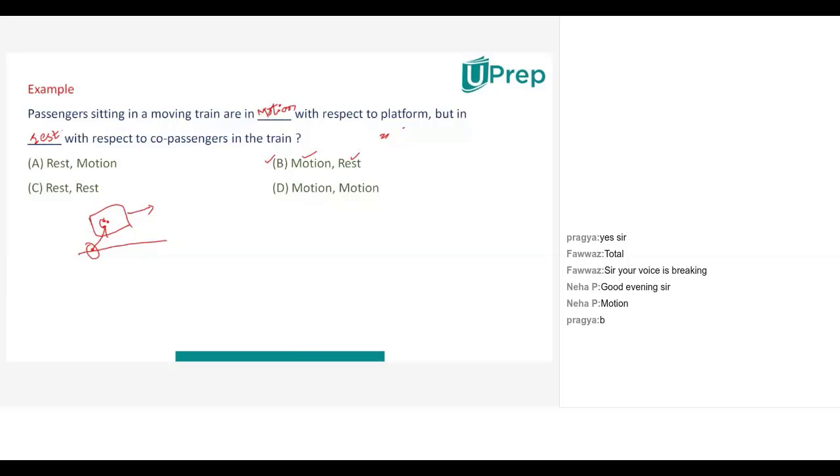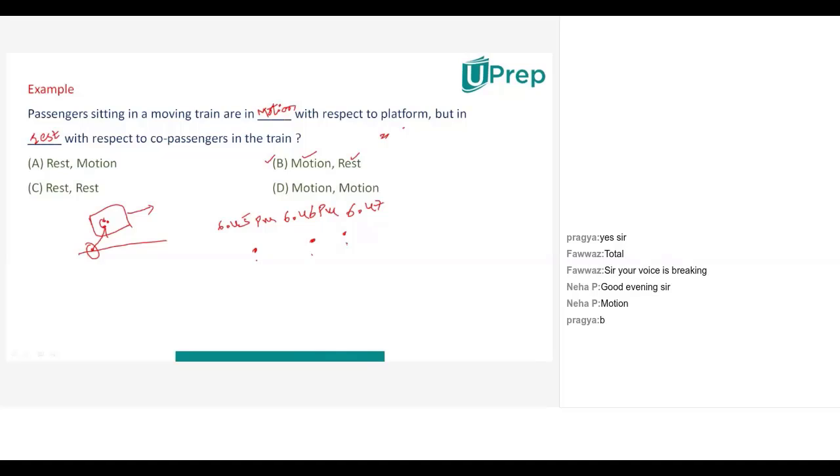Then you have to say like this: if the position of an object changes with respect to the time or surroundings or to the reference point, then the object is said to be in a state of motion. So position must change. Suppose our class starts at 6:45. So at 6:45 p.m. my position is here, and at 6:46 p.m. I am there, and at 6:47 I am there. Position is changing.